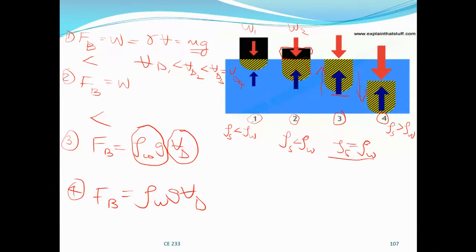When the volume of the fluid displaced reaches a maximum value, under case number 3, the volume no longer increases. That is when the buoyant force becomes maximum. Even when the ship sinks to the bottom, the buoyant force remains the same, because the volume of liquid displaced by the ship remains the same. It does not increase any further.